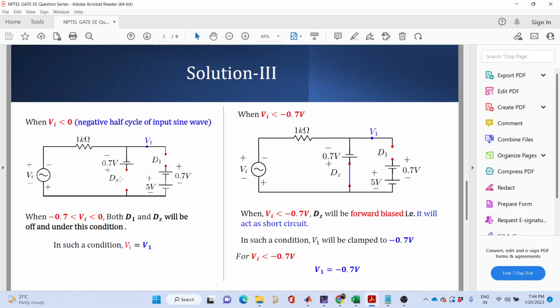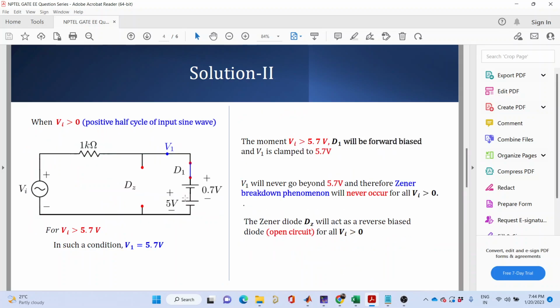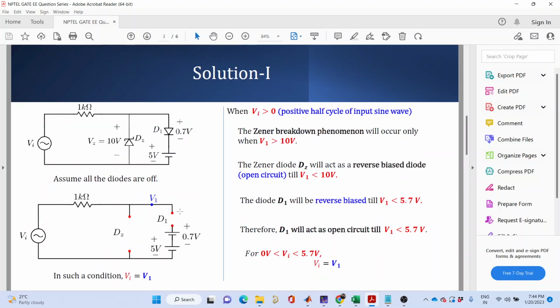Where is the diagram? Okay, so I think I have missed that diagram. Okay, just look at this diagram itself. So this is positive, this is negative.